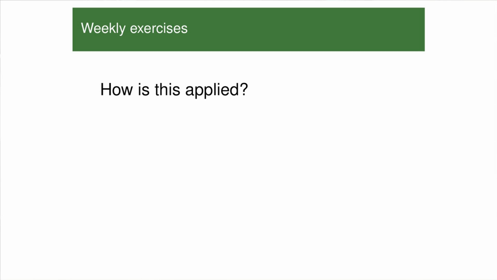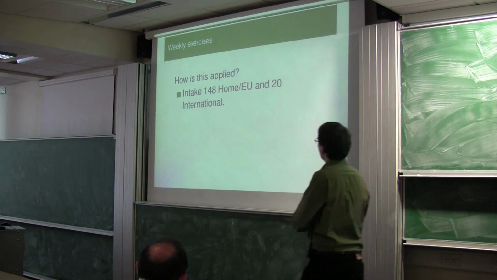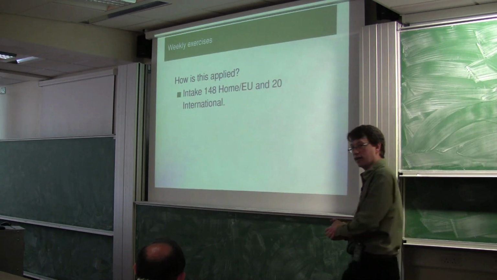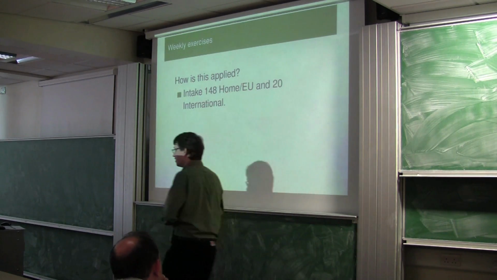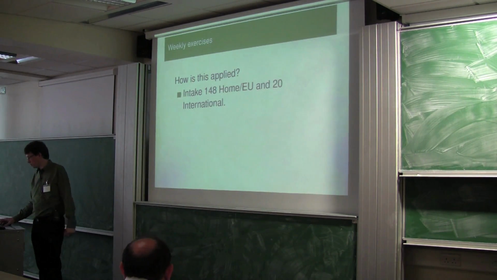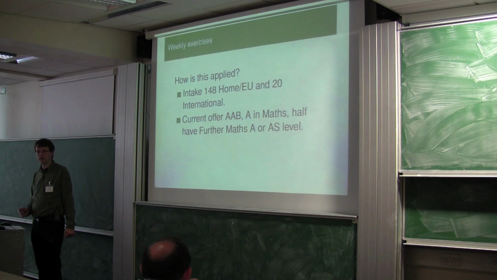So how do I actually apply this? Well, to give you some background, the School of Maths at University of Leeds has an intake of about 148 home EU students and about 20 international. I think that's roughly right for this year. In the past it was something like 168. The current offer is AAB, with an A in maths, and I think half of further maths, A or AS level. So you can see these are good students, right? Okay.